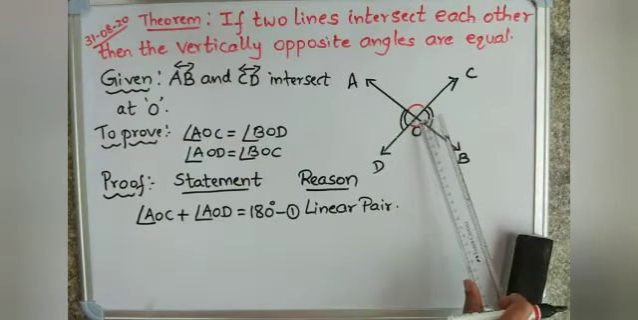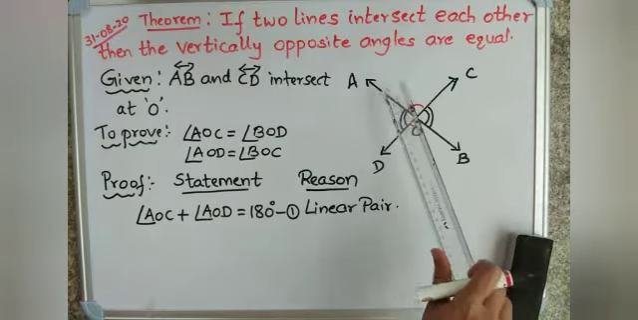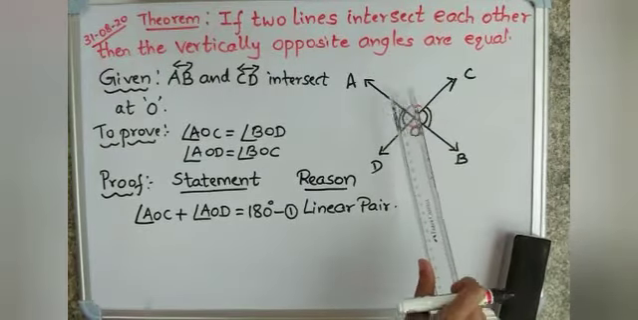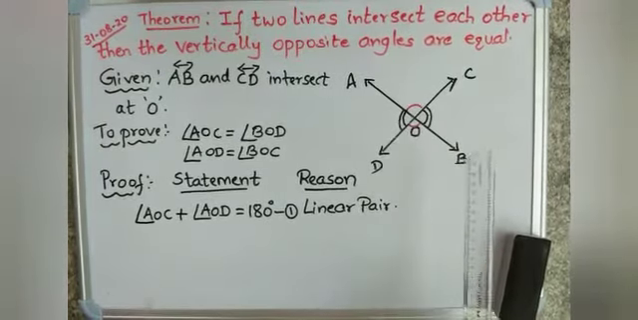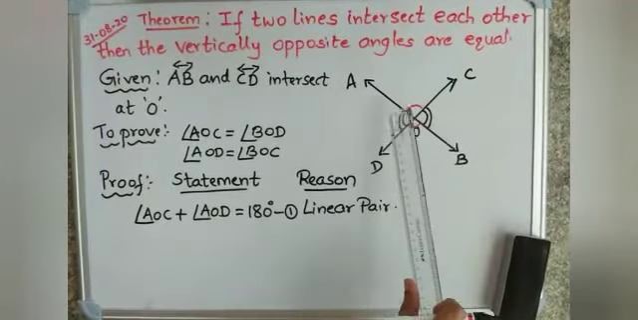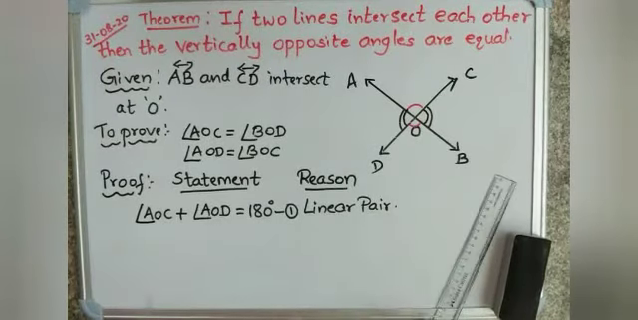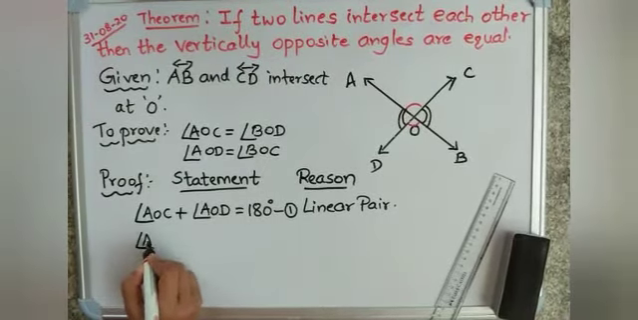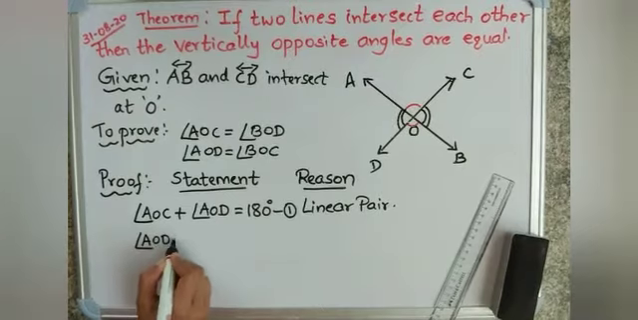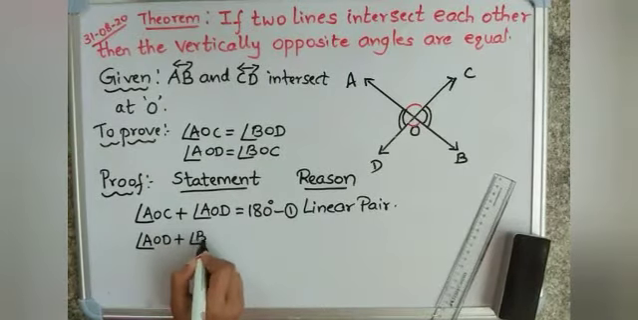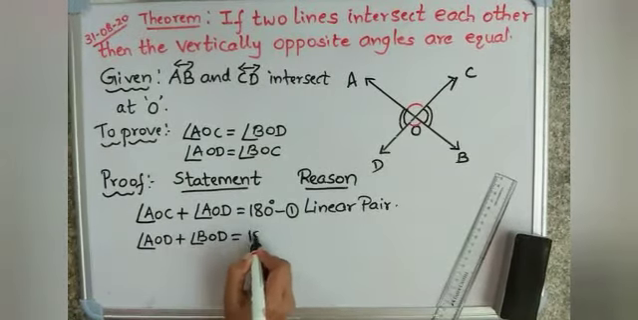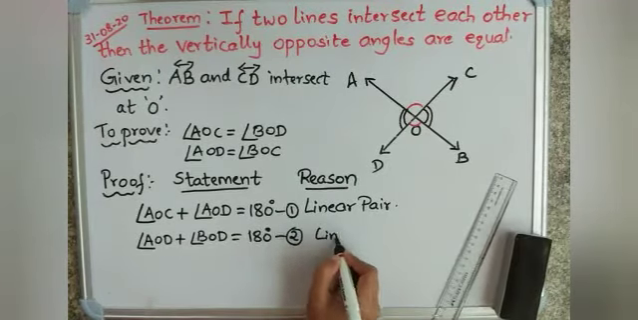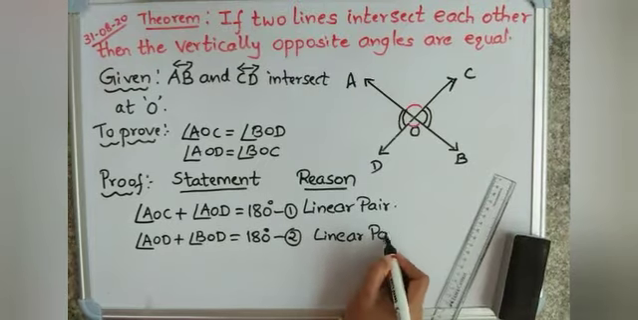Similarly, now I am going to say OD ray stands on AB. So you can see here two angles, angle AOD and angle BOD add up to 180 degree. Once again, the reason is linear pair. So I am going to write here AOD plus BOD is equal to 180 degree. I am naming it as equation 2. Again the reason is linear pair.